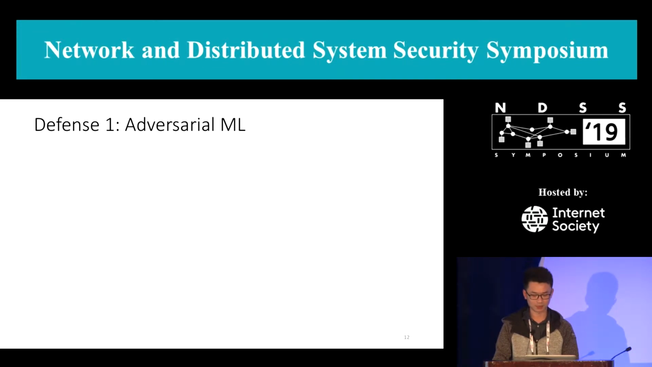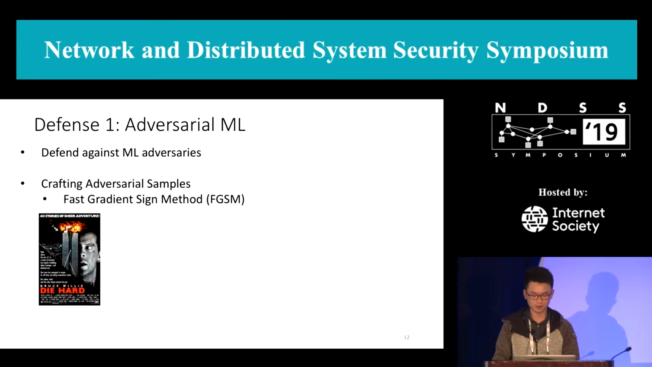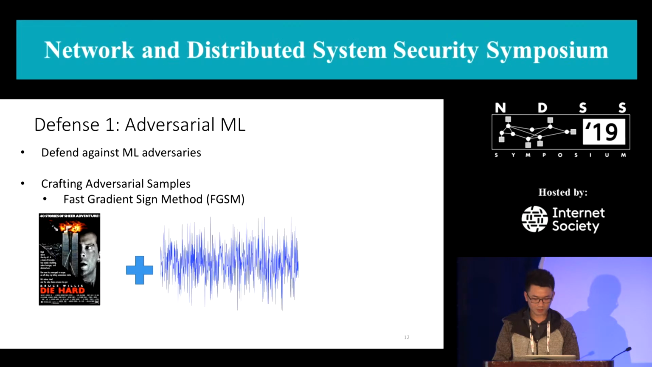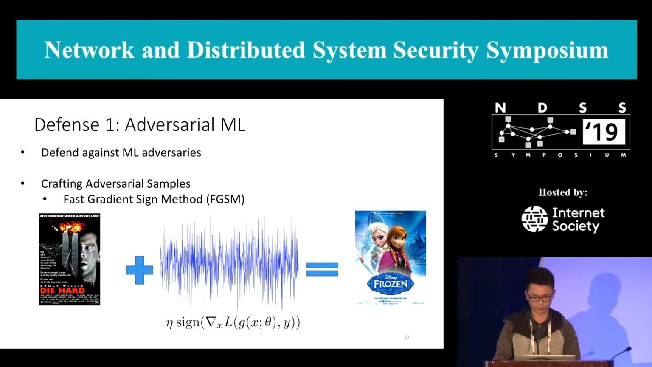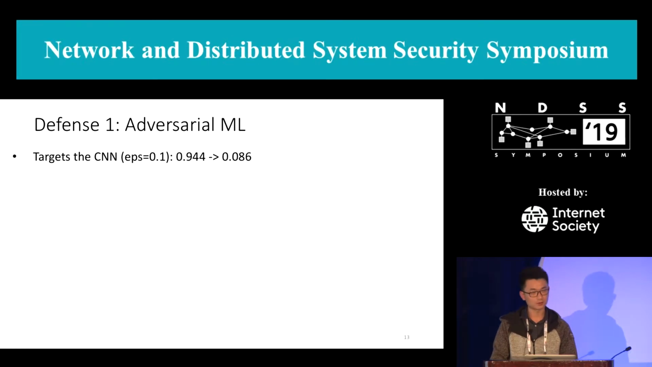Our first idea is to adapt adversarial machine learning techniques. Unlike the common use of adversarial machine learning, we exploit it to construct noise samples to defend against ML adversaries. In particular, we utilize the fast gradient sign method to generate adversarial samples. Suppose the original video being watched is Die Hard. By crafting the adversarial samples, the classifier will be confused and will misclassify it as Frozen. We target the CNN classifier and use the FGSM method to generate the adversarial samples. When the noise level is 0.1, the accuracy drops to 8.6%.